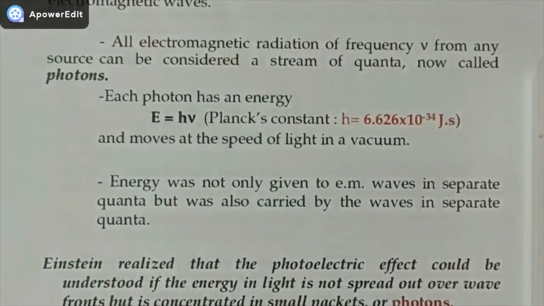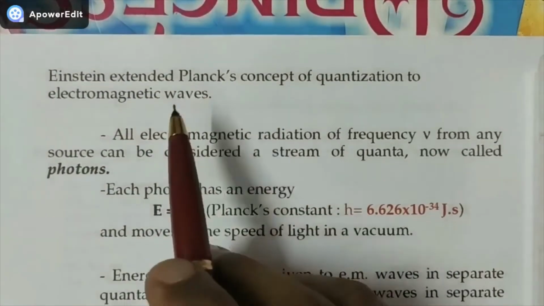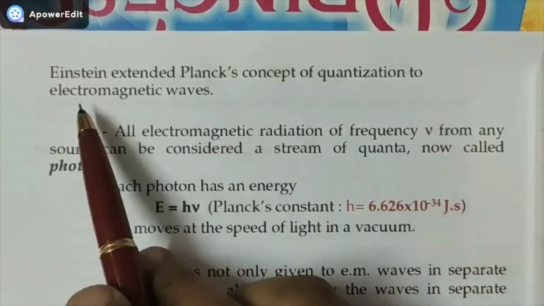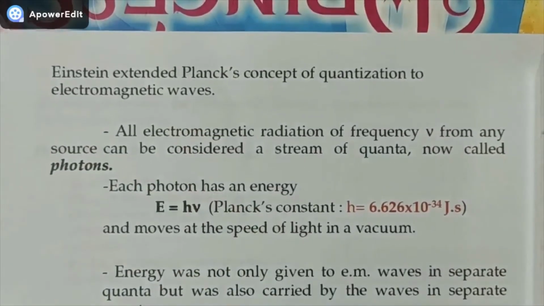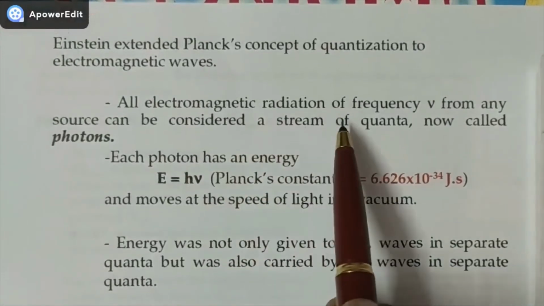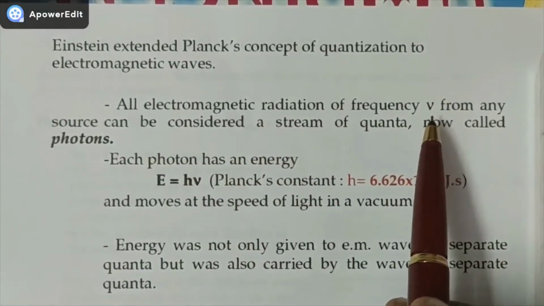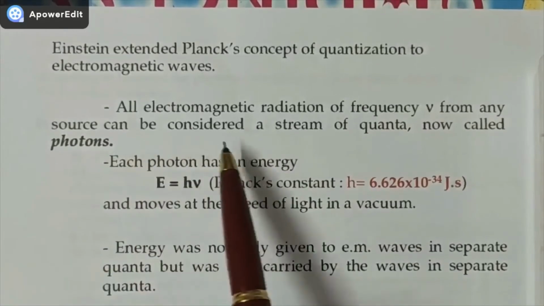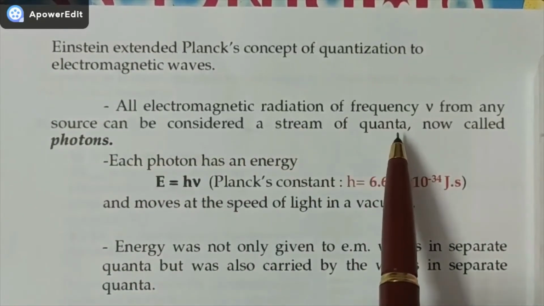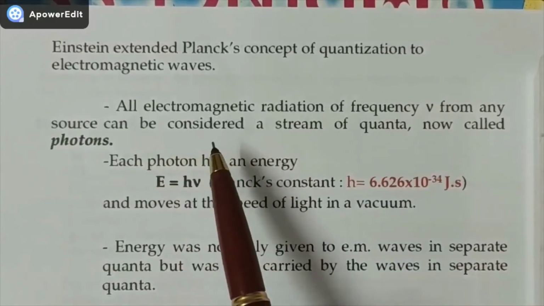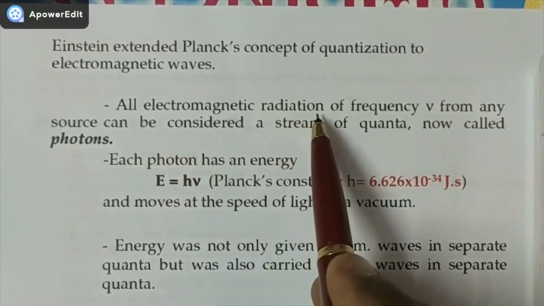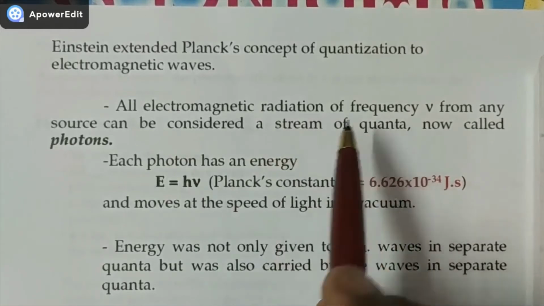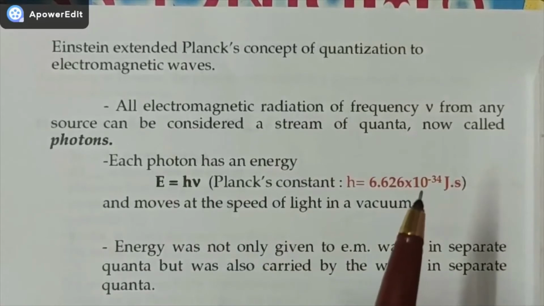And Einstein actually extended the Planck concept of quantization to the electromagnetic wave. What Einstein said is that all electromagnetic radiation of frequency nu, so naturally the radiation is going to have frequency as well as wavelength, from any source can be considered a stream of quanta, now called photons. So Einstein said that electromagnetic radiation consists of a stream of quanta, meaning light is made up of quanta which are known as photons.